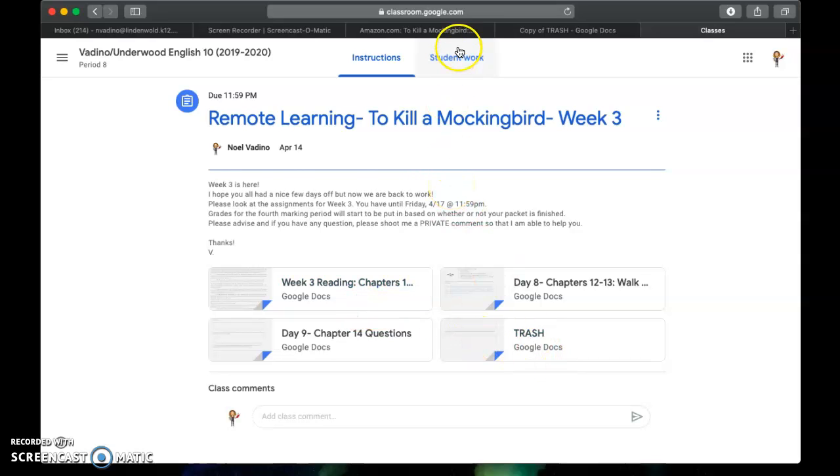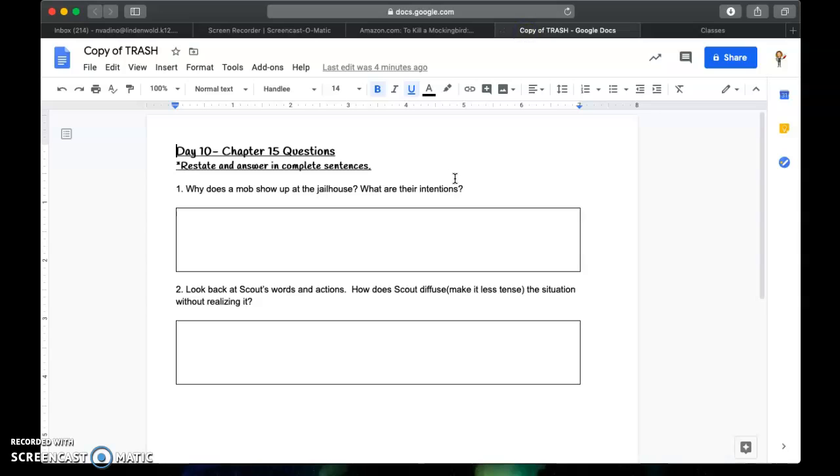If you click on that, it should look like this, and there's 2 questions for chapter 15 on there. So why does a mob show up at the jailhouse, and what do you think their intentions are? And then look back at Scout's words and actions, and how does Scout diffuse the situation without realizing it.